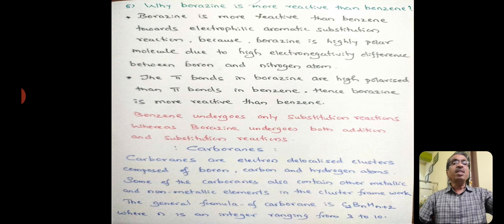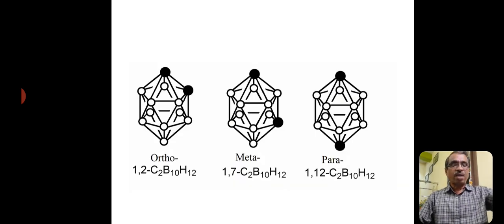Coming to the other topic, called carboranes. Carboranes are electron delocalized clusters composed of boron, carbon and hydrogen atoms. Some of the carboranes also contain other metallic and non-metallic elements in the cluster framework. The general formula of carborane is C2BnHn+2, where n is an integer ranging from 3 to 12. Here I am showing the position of carbon in carboranes.